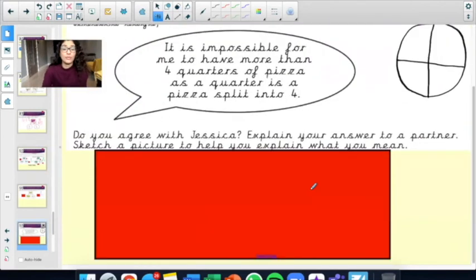So do you agree with Jessica? You have to explain your answer. If you don't have a partner, then you can explain it to a family member, a sibling, mum, dad, or just to yourself. Sketch a picture to help you explain what you mean.